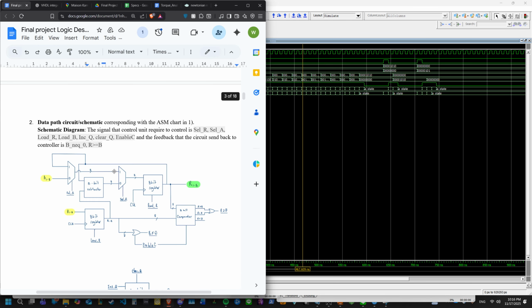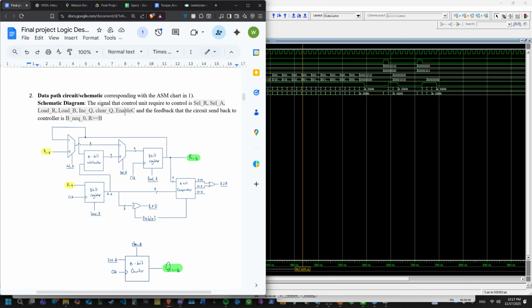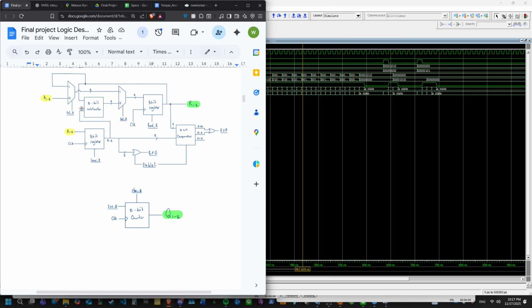state A. And this is the schematic diagram. As you can see, we use four entities, which are the subtractor, register, and comparator. We also have an 8-bit counter here to keep track of the quotients.